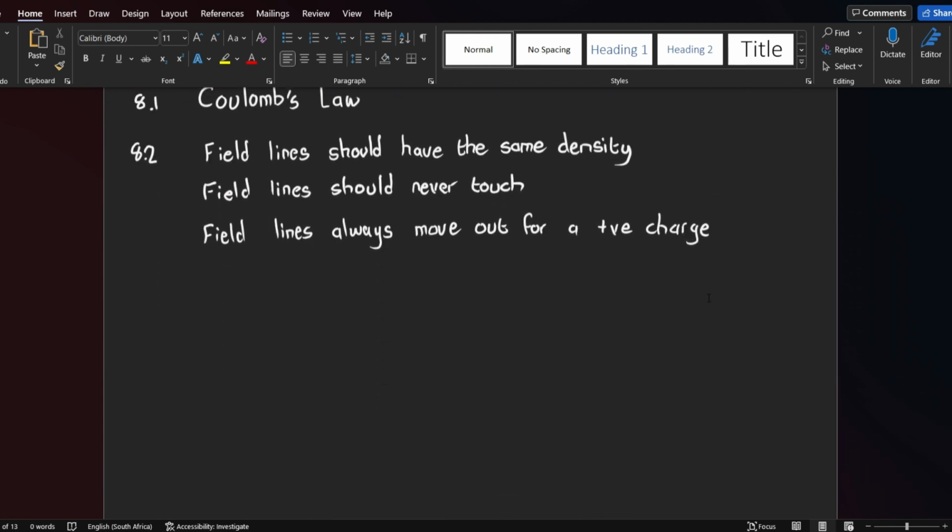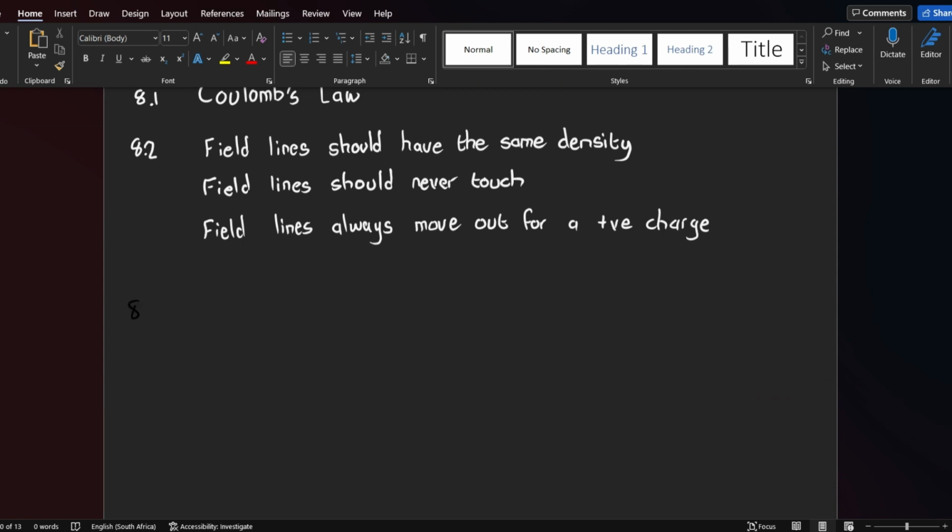Okay, so let us go and calculate the net force. So we said for 8.3, the net force on C is equal to F B on C plus F A on C, because they both act in the same direction to the right. And we know the equation defining the force according to Coulomb's law is k Q B Q C all over r squared, and k Q A Q C all over r2 squared.